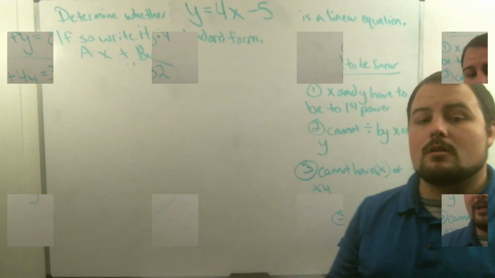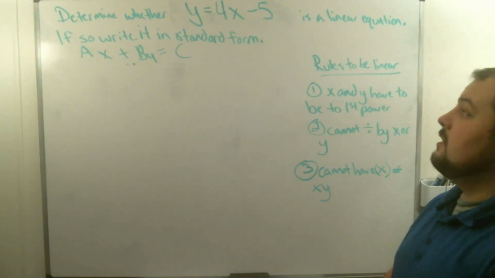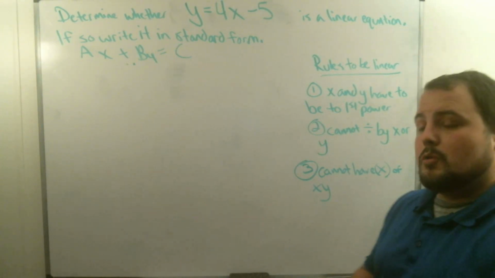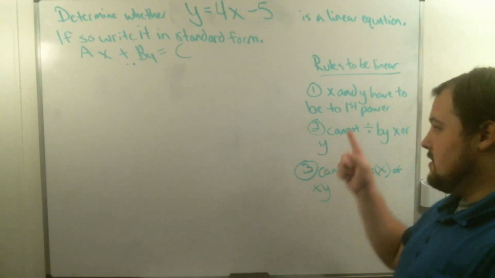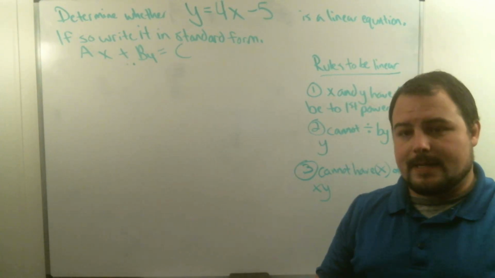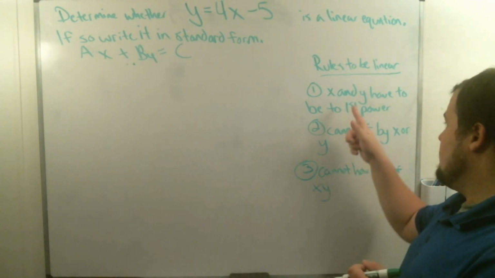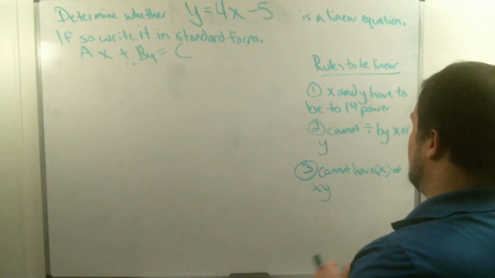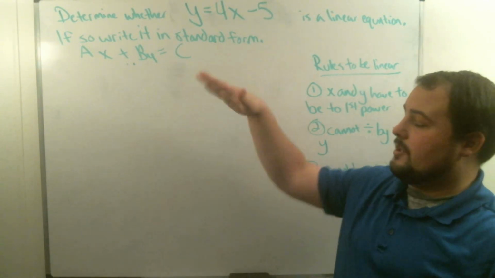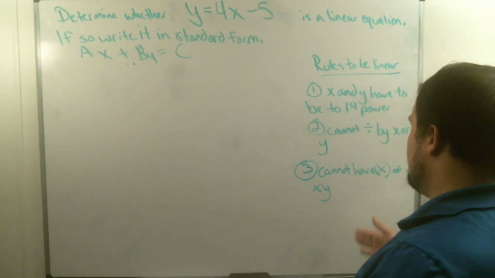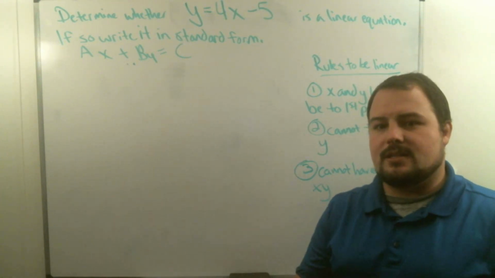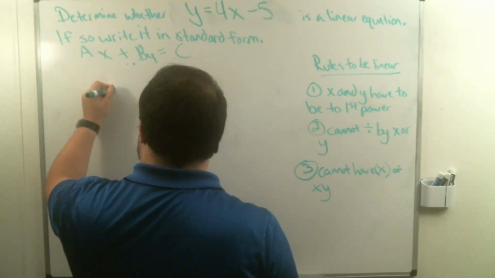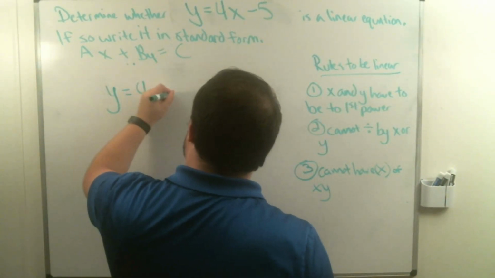Let's go to example number 3. Alright, in example number 3, we're going to be solving the equation y equals 4 times x minus 5. And what we're going to do is determine if it's linear. So does it pass all 3 rules? If it does pass all 3 rules, it's linear. So x and y have to be at first power. X and y don't have an exponent. They're to the first power. We're good. You cannot have division of x or y. Well, we don't have division of x or y, so we're good on that as well. And we cannot have multiplication of x and y. We don't have that either. We're good to go.